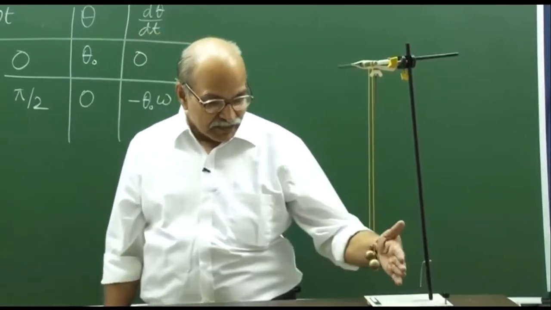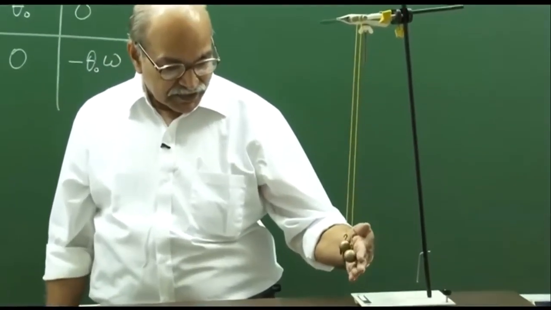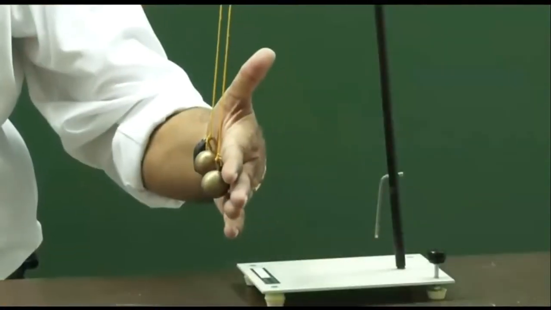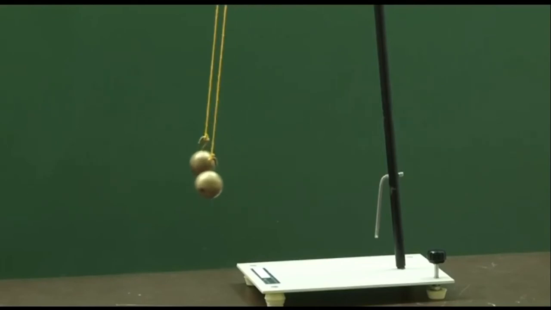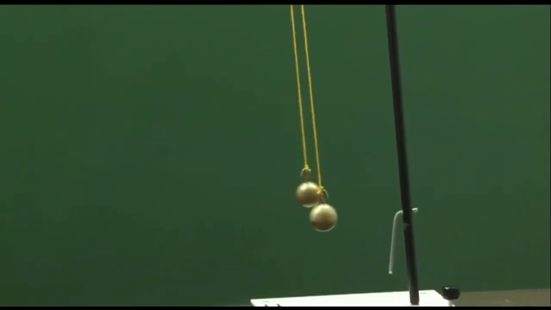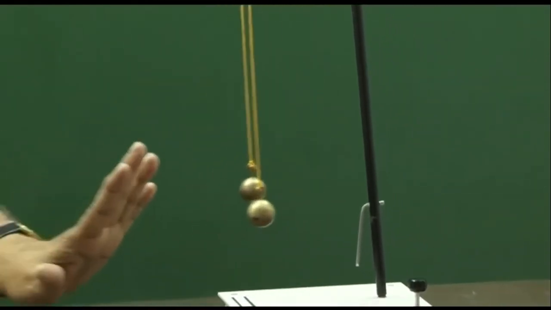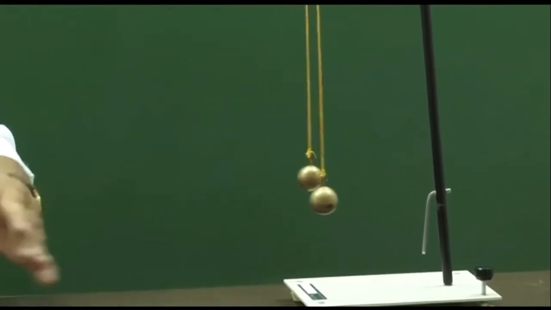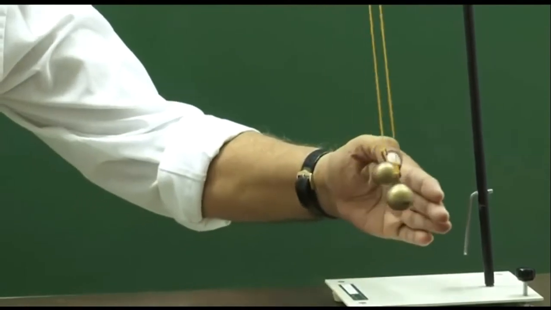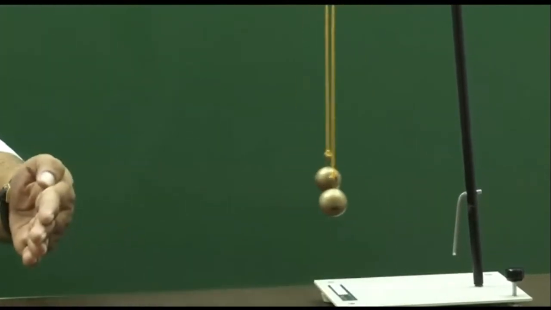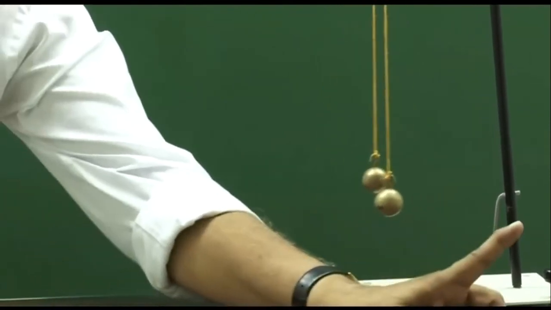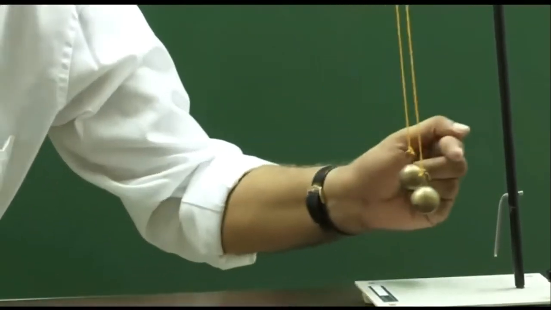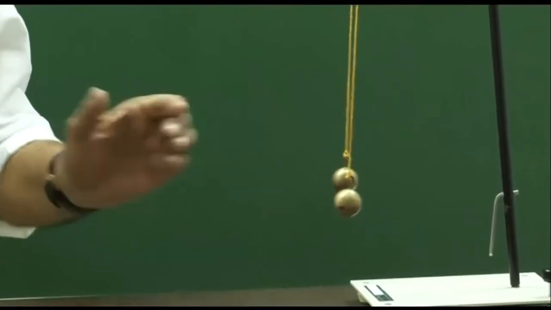Now let me start them in some fashion. Now you see the two pendulums are oscillating in such a way that both are going towards left together, both are coming towards right together and so on. When the first one is at its left extreme, at that instant the second one is also at its left extreme and so on.